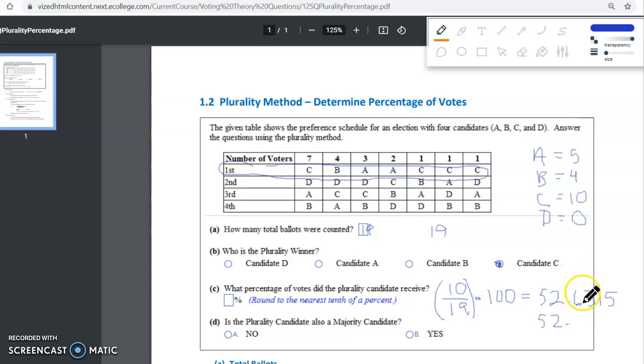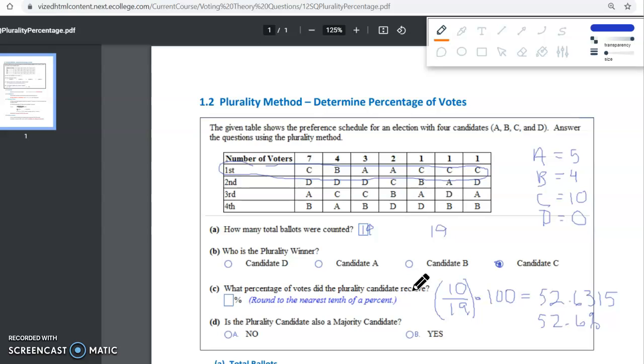And here's our tenths place. Remember, we look to the right. If this is 5 or bigger, this goes up. If this is smaller than 5, it stays the same decimal. So 52.6% is how much our plurality candidate received, which is actually a majority.